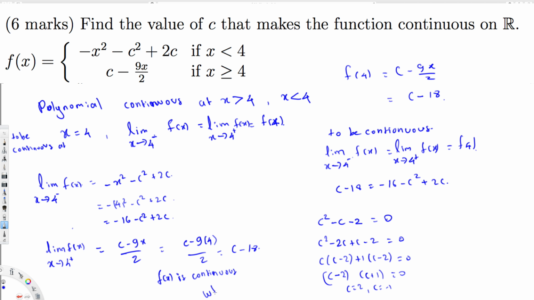when c is equal to 2 and c is equal to minus 1. This is my final answer.